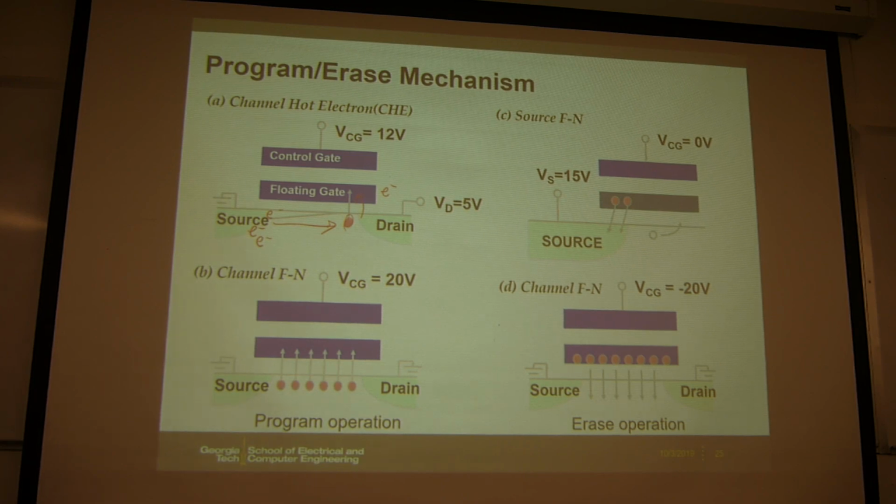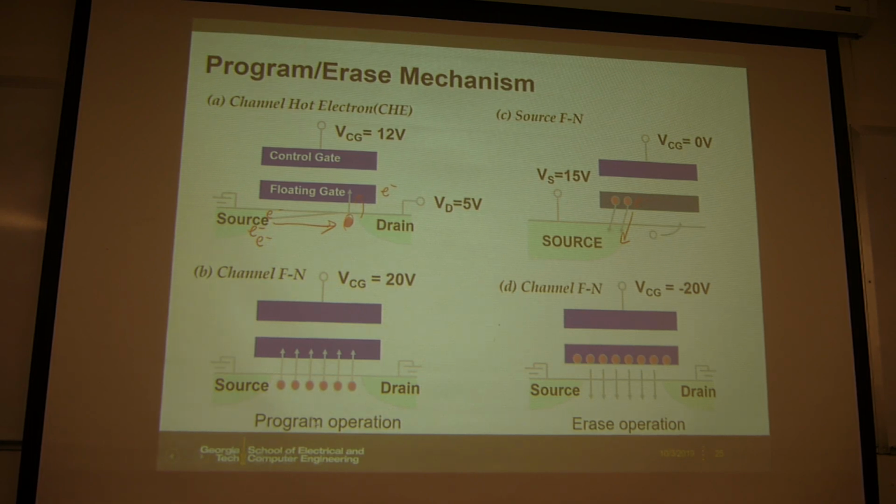So this is the channel hot electron, and it's used in the NOR flash. For the ejection of the electron out from the floating gate, one mechanism is the source FN tunneling. In this case, we apply, for example, 15 volts to the source and ground the control gate. Electrons tend to go to higher potential, and due to the tunneling, electrons will be ejected out to the source. And this is also used in the NOR flash.